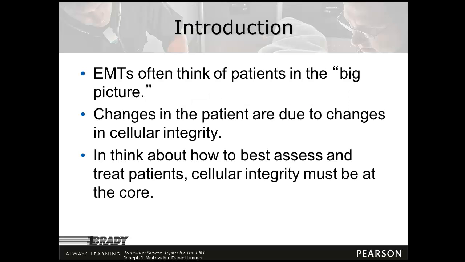EMTs, you think of our patients in terms of the big picture, the macro level. We look at the fundamentals: the airway, ventilation, oxygenation, circulation. But in order to keep a patient alive, we also should think about what's happening at the cellular level and what's necessary to keep cells alive. Every aspect of emergency care is geared to keeping the cells of the patient alive.